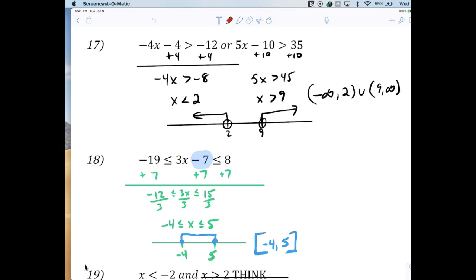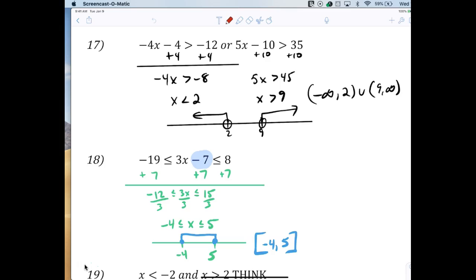Right, I add 4 to both sides. Now remember, when I'm dividing by a negative, you have to do what to that inequality sign? Change it. Over here, same thing, add 10, divide by 5.